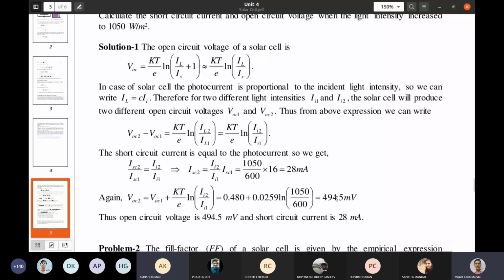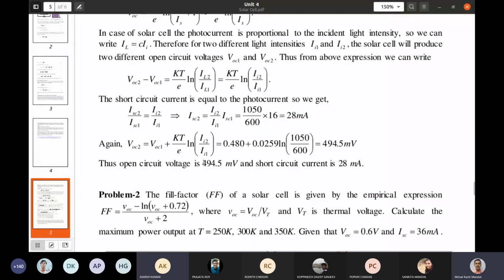494.5 volt. So under the condition of 1050 watt per meter square, your open circuit voltage is this and short circuit current is this. Point is clear?